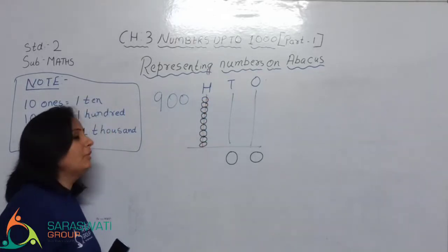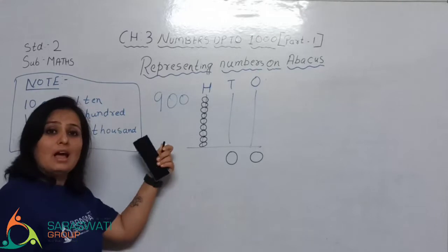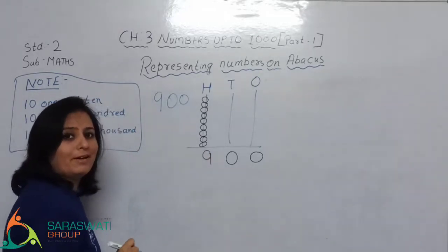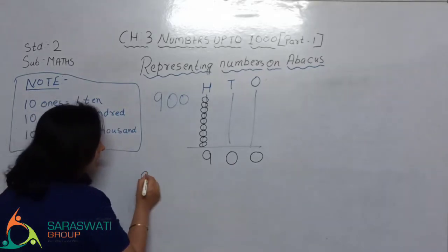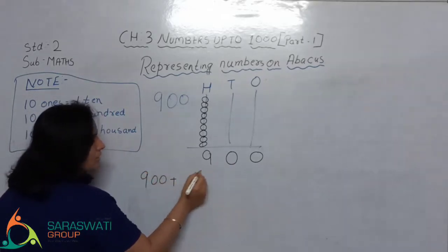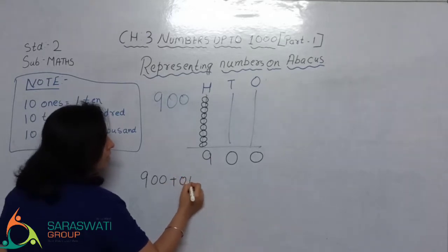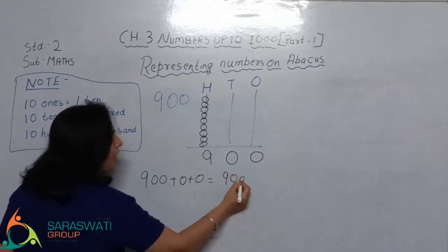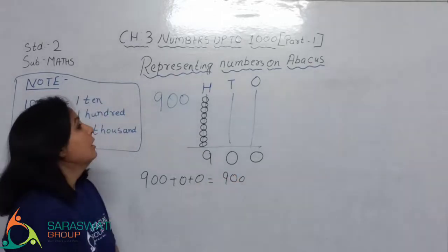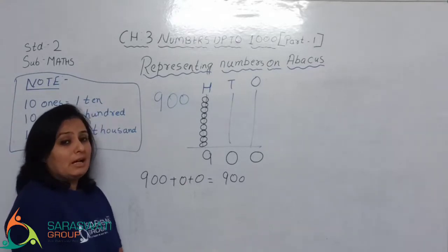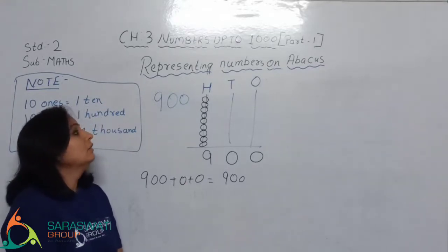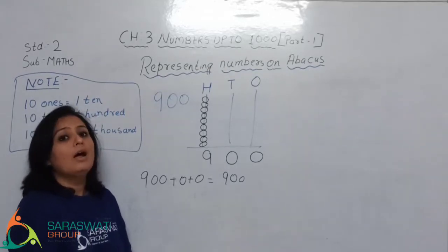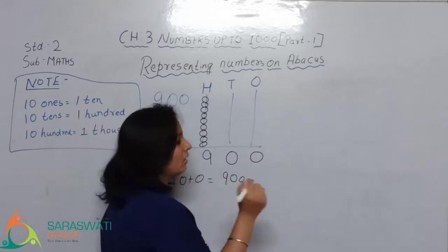Right? So, it means that 900. It means I'll write here 9. Okay. So, if I expand it, it will be 900 plus 0 tens plus 0 ones is equal to 900. Right? But now if I take the biggest, or you can say the greatest, 3-digit number, it will be 999.